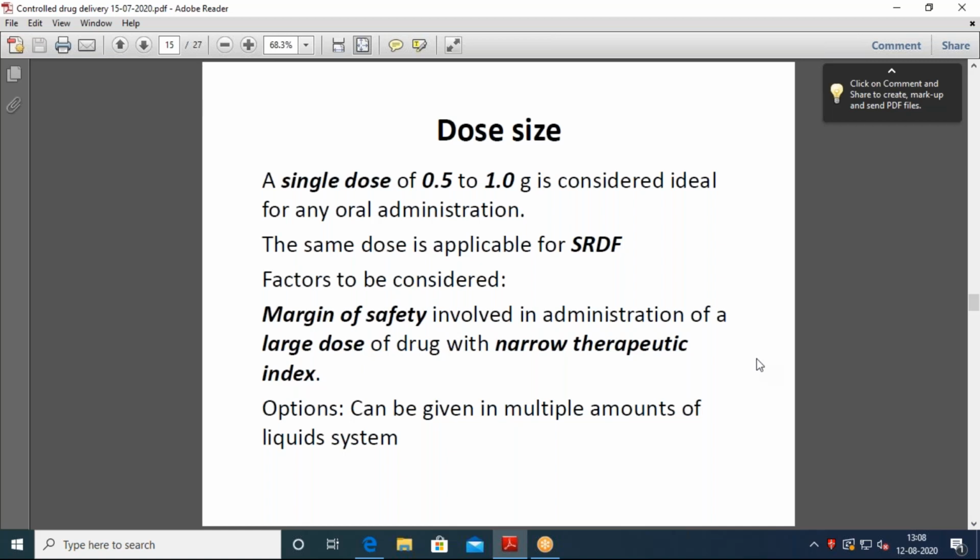Yes, sir. So drugs which have a narrow therapeutic window are considered poor candidates, whereas drugs which have a broad therapeutic window are the right candidates for fabrication of sustained release dosage form. Is it clear about the dose and the therapeutic window? What should be the dose and what should be the therapeutic index? Is it clear? Shall we move further?